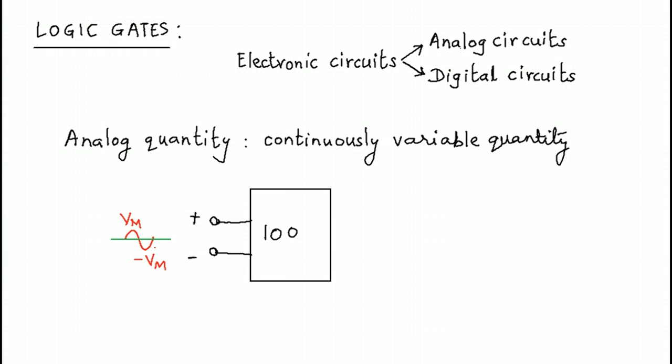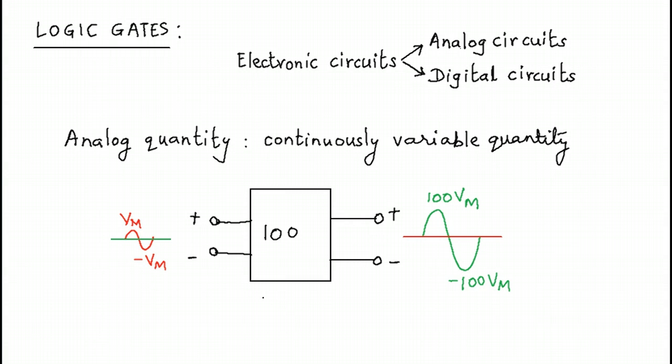Now this input voltage is multiplied by 100 and it appears across the output terminals like this. So this peak value should be 100 times Vm, and the negative peak value is of course going to be minus 100 times Vm. Now once again, the voltage across the output terminals is an analog voltage because it continuously varies from one value, minus 100 Vm, to another value, 100 Vm.